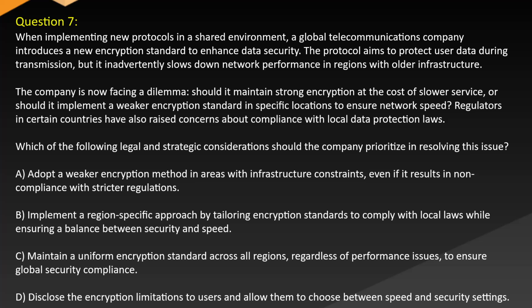A. A weaker encryption method in areas with infrastructure constraints, even if it results in non-compliance with stricter regulations. B. Implement a region-specific approach by tailoring encryption standards to comply with local laws while ensuring a balance between security and speed. C. Maintain a uniform encryption standard across all regions, regardless of performance issues, to ensure global security compliance. D. Disclose the encryption limitations to users and allow them to choose between speed and security settings.